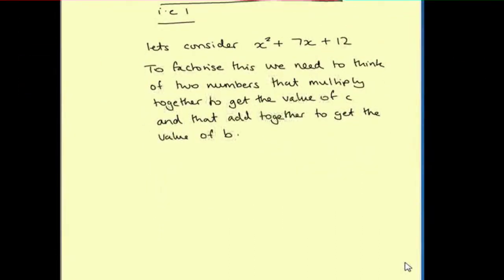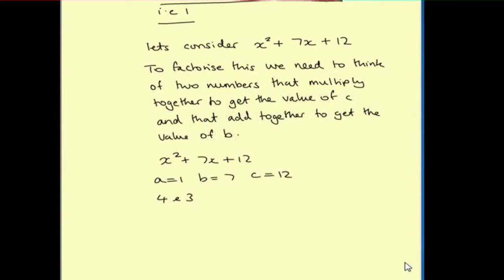Well, remember that x squared plus 7x plus 12 is in the form of ax squared plus bx plus c. So a is equal to 1, b is equal to 7, and c is equal to 12. So we need to think of two numbers that multiply together to get 12 and add together to get 7. So the two numbers we need are 4 and 3, as 4 times 3 is 12 and 4 plus 3 is 7.